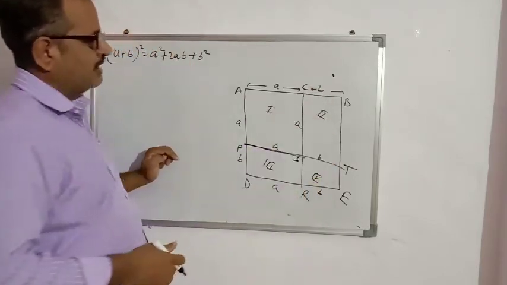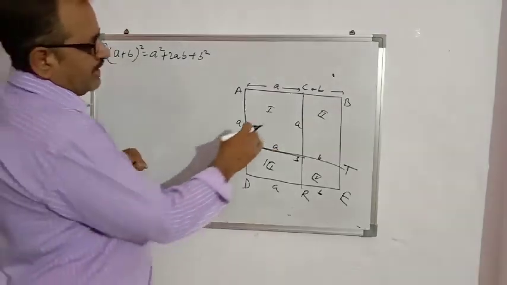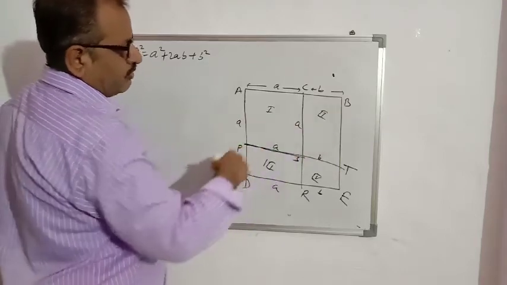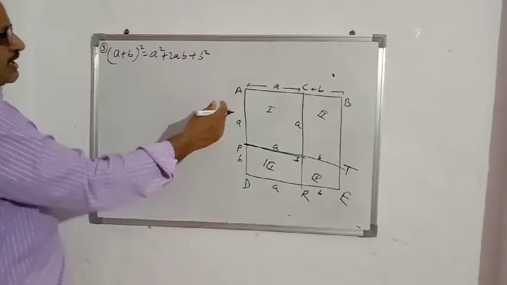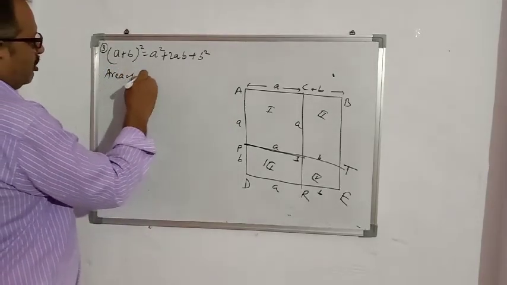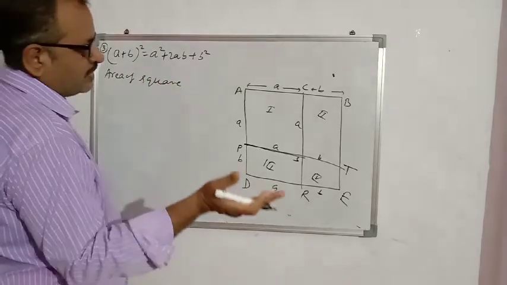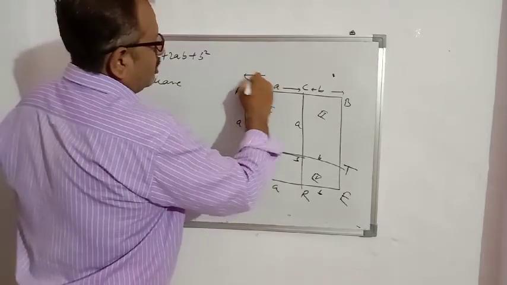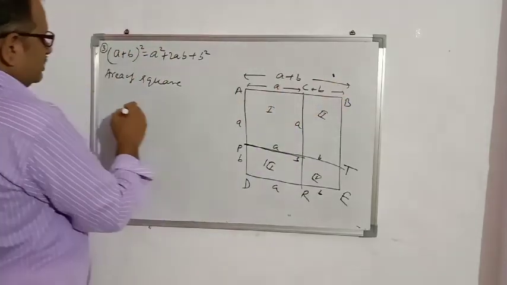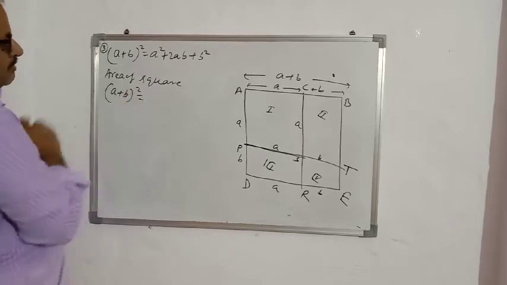So we have divided the whole square into four figures. If we find the area of all four figures and add them, we will get the area of the whole square. So how can we write the area of the square? We know that the area of a square is side square. And what is one side of the square? One side is a plus b, the total length. So we will write here a plus b whole square. It is the area of the square.